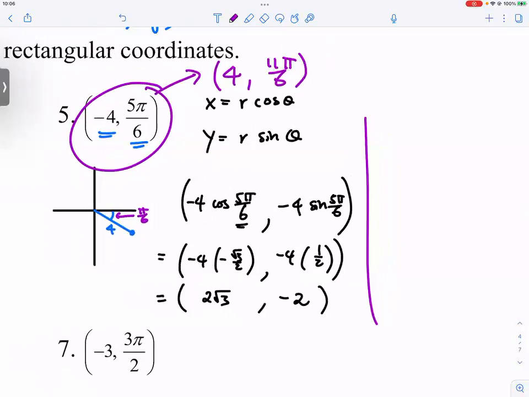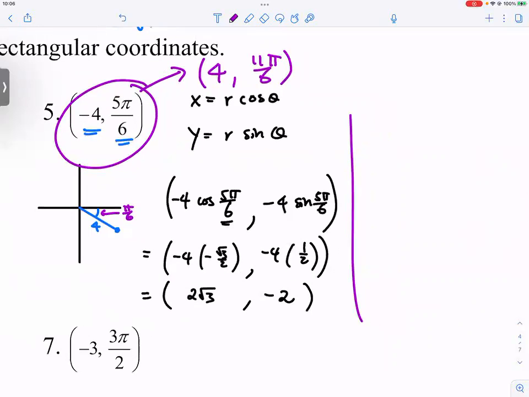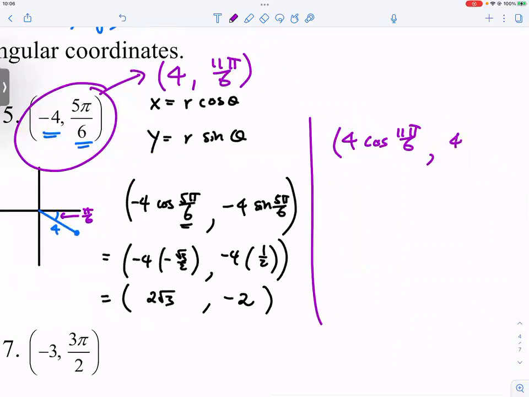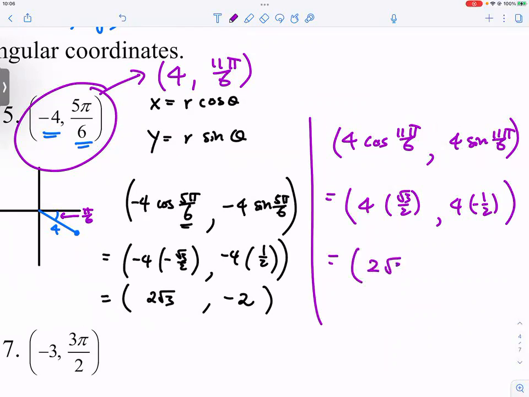So I'm going to work with this, and then I would say it's 4 cosine of 11 pi over 6, comma 4 sine of 11 pi over 6. And that gives you 4 times √3 over 2, comma 4 times negative 1/2. So you have 2 √3, comma -2, same exact answer.